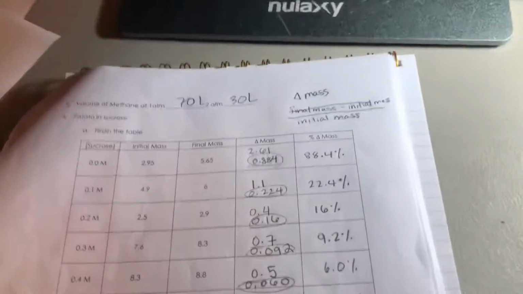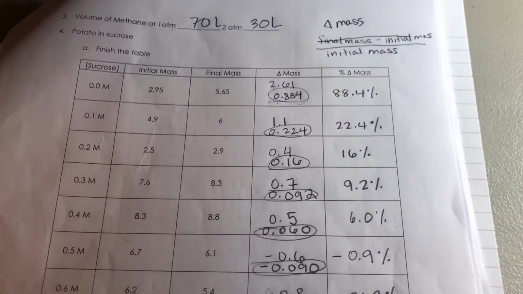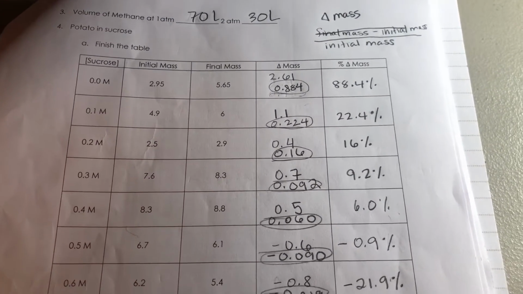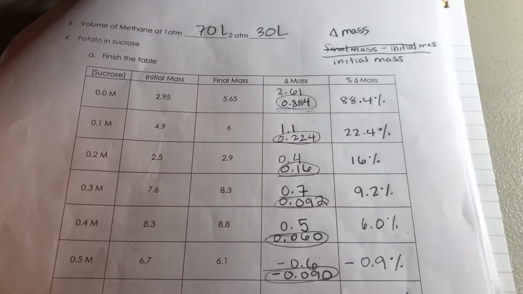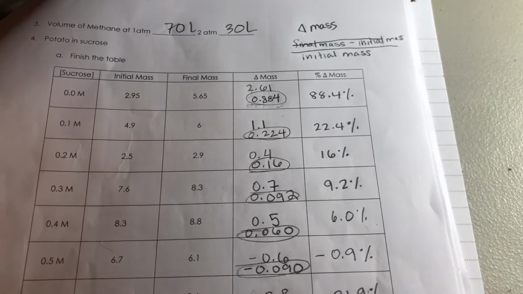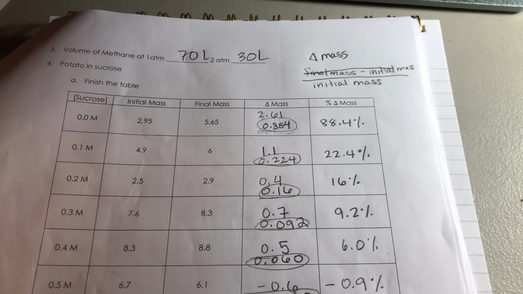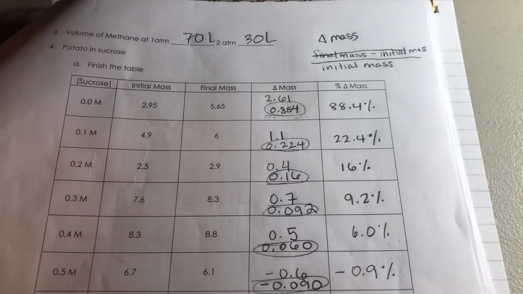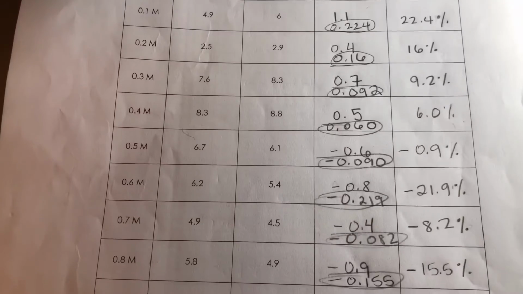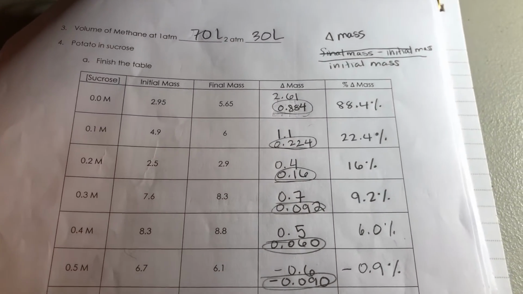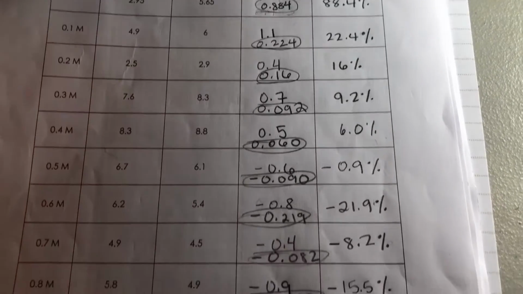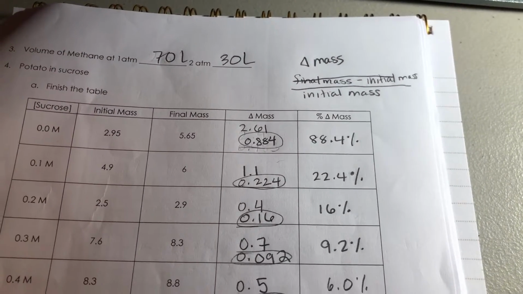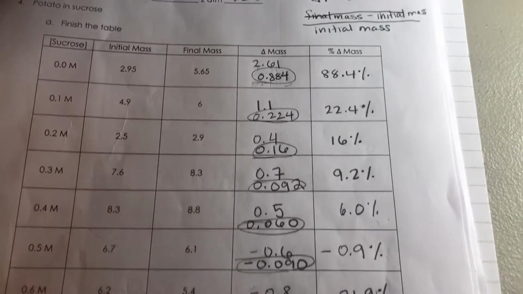Okay, so what I want to do today is graph this by hand. And then I will do another video on how to graph this data electronically in Excel. So what we have here is we did an experiment where we put different pieces of potato into different concentrations of sucrose. And then we looked at the initial mass and the final mass, and then we found the change in the mass. And then we calculated finally the percent change in mass. And so those are those values here.